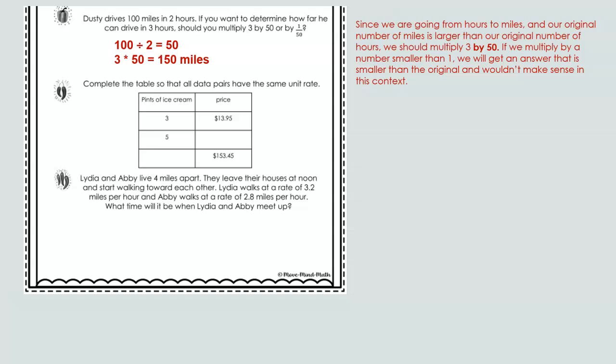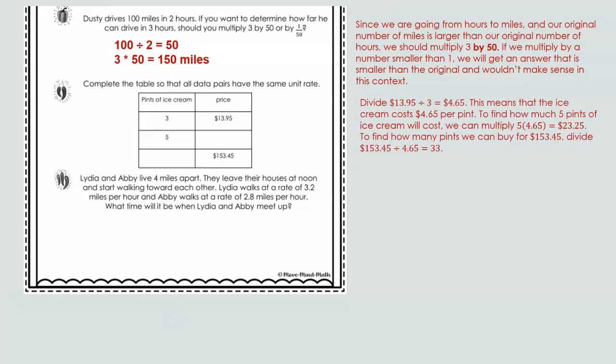Completing this table so that all data pairs have the same unit rate, which means we first need to find the unit rate. So you're going to take $13.95 divided by 3, and this gives you $4.65 for just 1 pint. The next thing we're going to do then is take this times 5. So $4.65 times 5 tells us that you're going to spend $23.25 for the 5 pints.